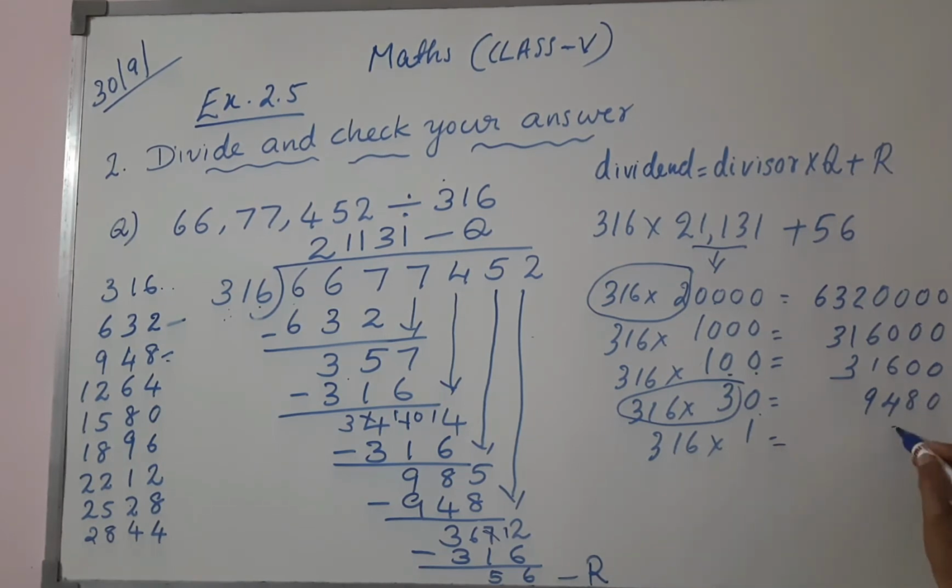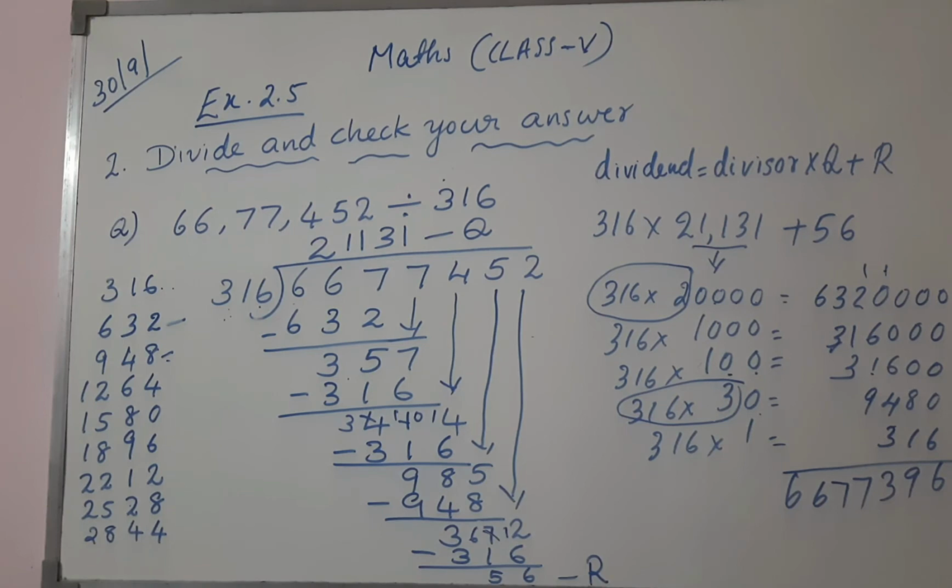316 into 1 is equal to 316. Add these answers. 6, 8 plus 1, 9, 4 plus 3, 7, 7 plus 6, 13, 1, 6 plus 1, 7, 7 plus 1, 8, 8 plus 9, 17, 1, 2 plus 1, 3, 3 plus 1, 4, 4 plus 3, 7, 3 plus 3, 6 and 6.